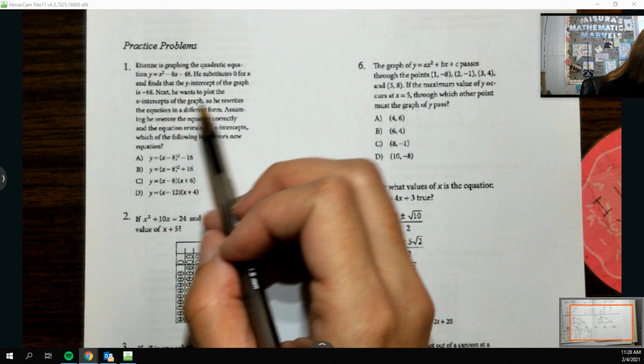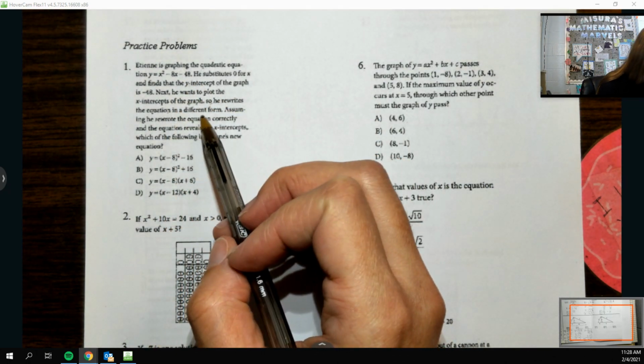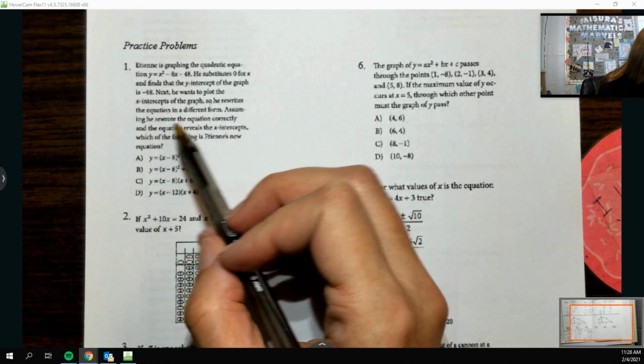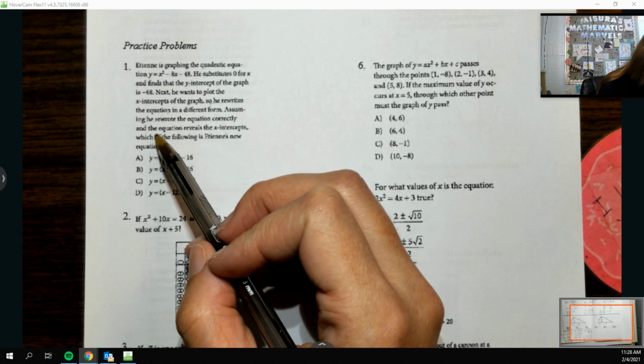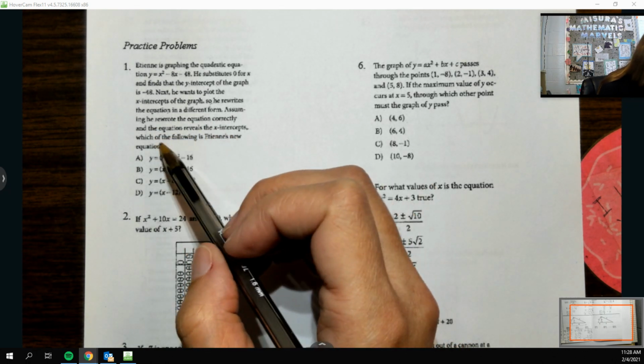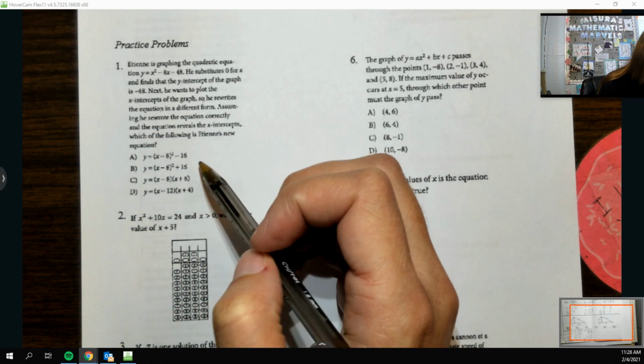Next, he wants to plot the x-intercepts of the graph, so he rewrites the equation in a different form. Assuming he rewrote the equation correctly, the equation reveals the x-intercepts. Which of the following is the new equation?